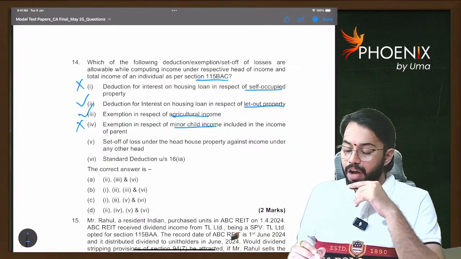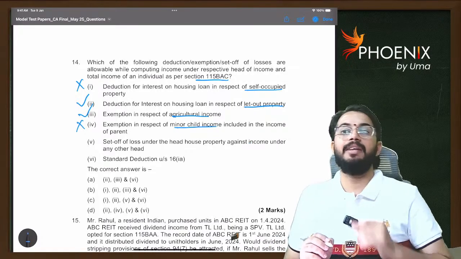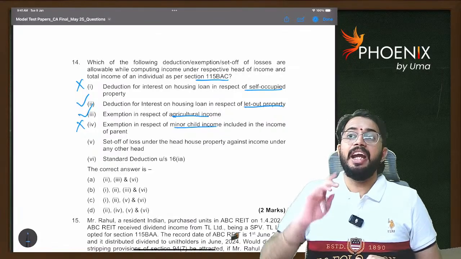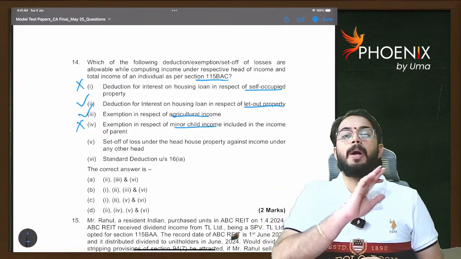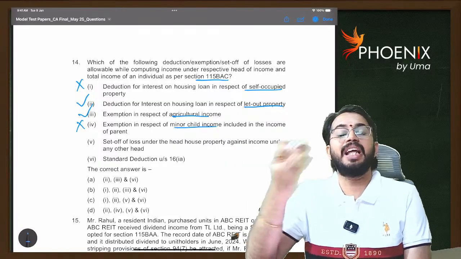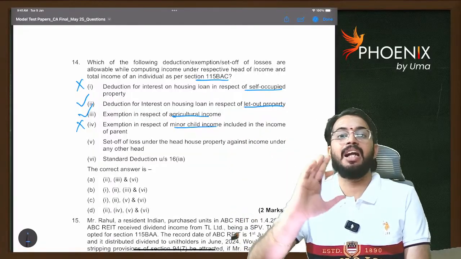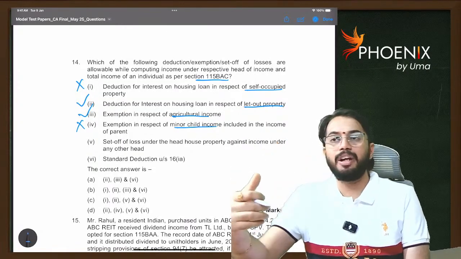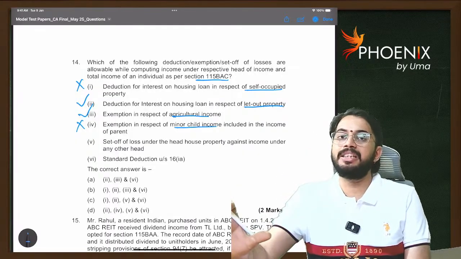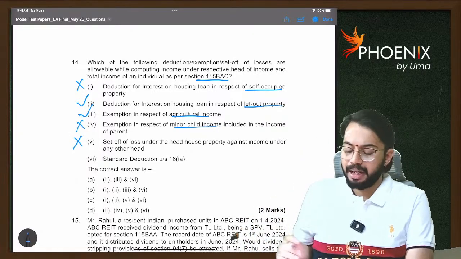Next, set off of losses under house property against income under any other head. See, if SSE is paying taxes under default tax rates, inter-head set-off of loss from house property is not allowed. Generally, loss from house property is eligible for inter-head set-off up to 2 lakhs and it can be carried forward to subsequent years under optional tax rates. But under default tax rates, whatever loss from house property is there, it is not eligible for inter-head set-off. It also cannot be carried forward to subsequent years. So this cannot be carried forward.